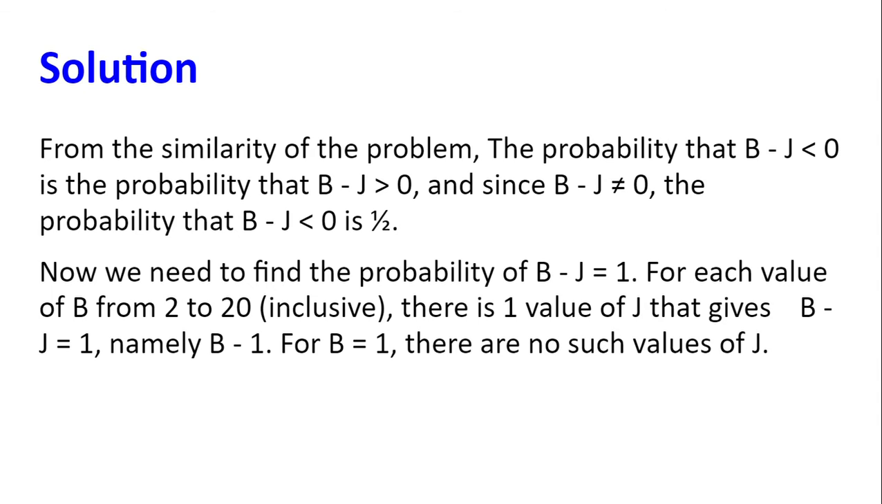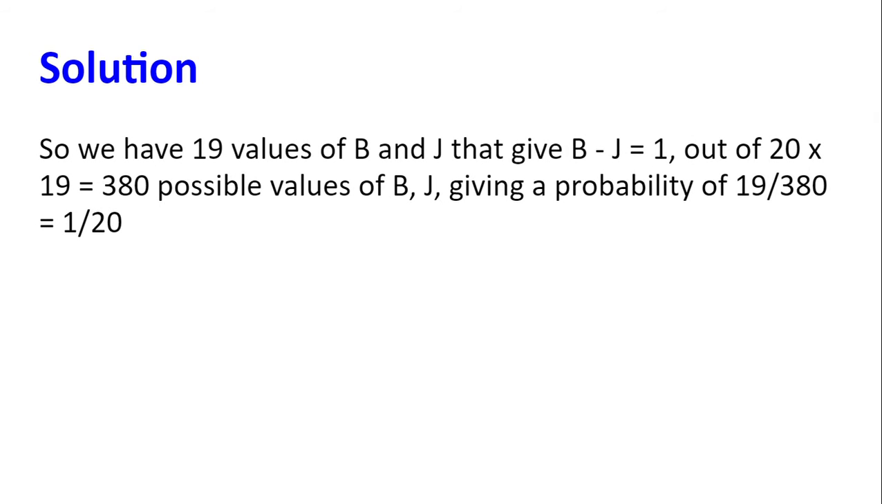For each value of b from 2 to 20 inclusive, there is one value of j that gives b minus j is 1, namely b minus 1. For b equals 1, there are no such values of j. So we have 19 pairs of b and j that give b minus j is 1, and 20 multiplied by 19, which is 380, possible pairs of b and j. Hence we have a probability of 19 over 380, which is a 20th, that b minus j is 1.